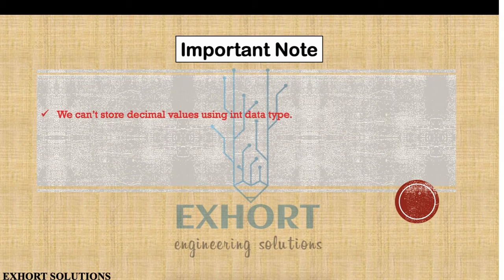Now next we will see an important note. We can't store decimal values using int data type. Yes, that is true. If int age = 21.2, then only 21 is stored in the integer and point 2 gets removed automatically as we are using int data type to store decimal values.